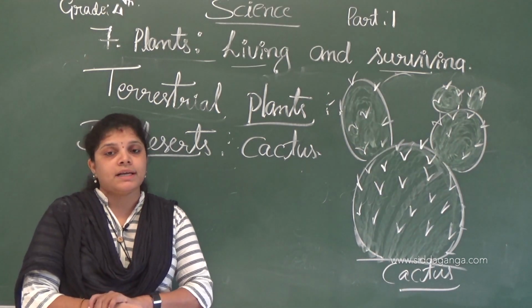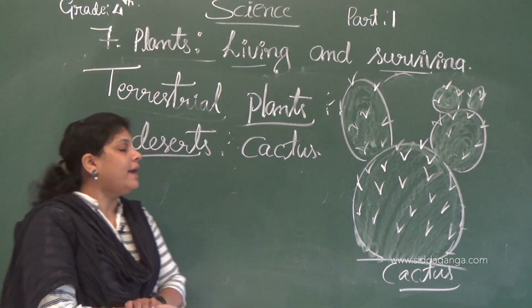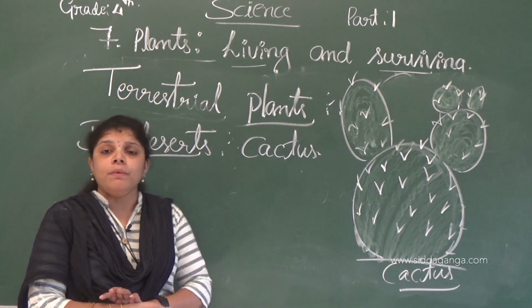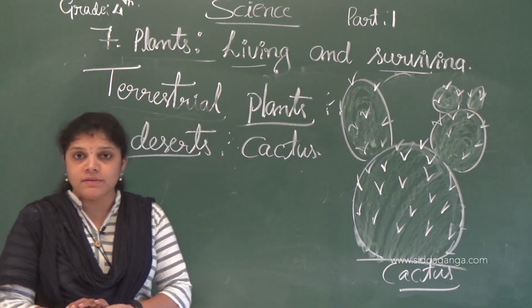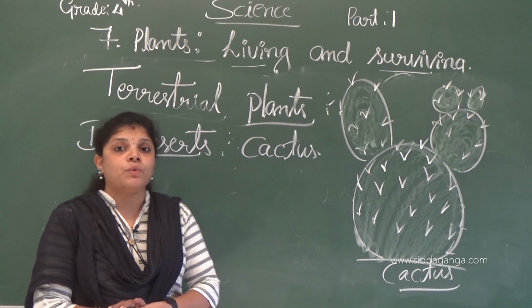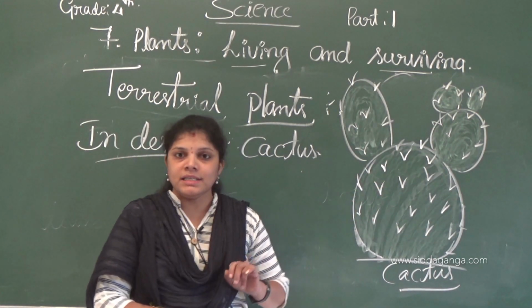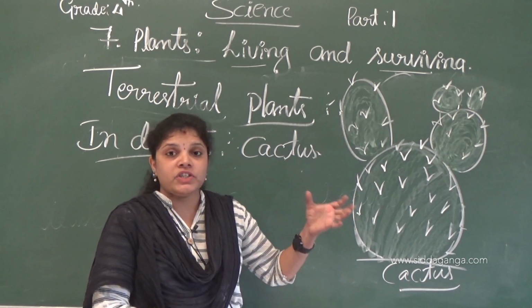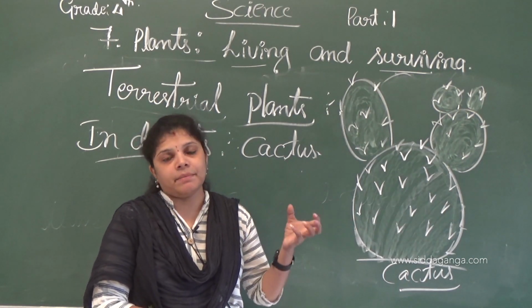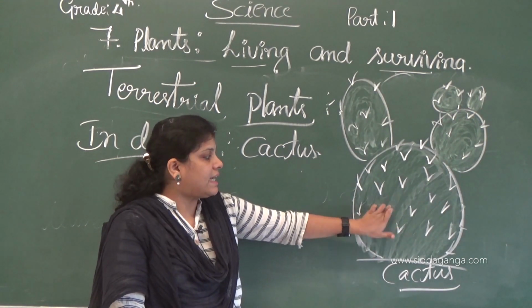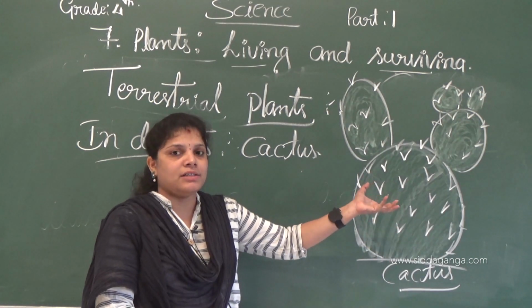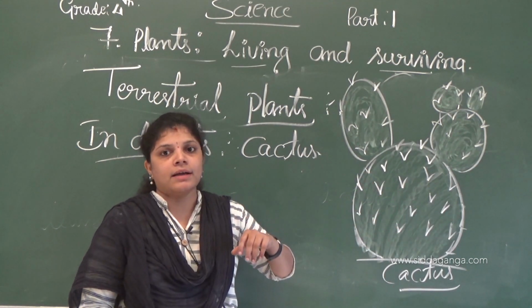Okay, once again I will tell about cactus plants. See, normally cactus plants have no leaves. The leaves are reduced into what? Spines, isn't it? They have a fleshy green stem. They have what? A fleshy green stem. So this green stem prepares food for the cactus plants.